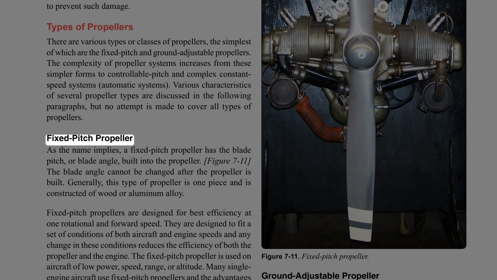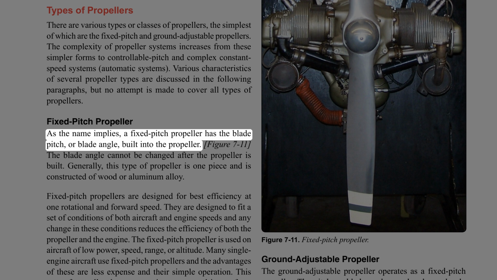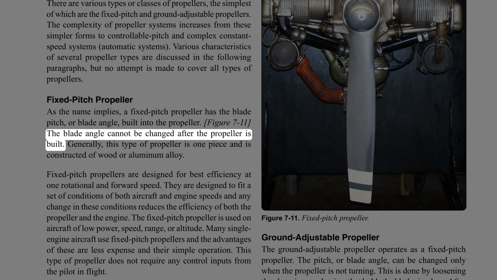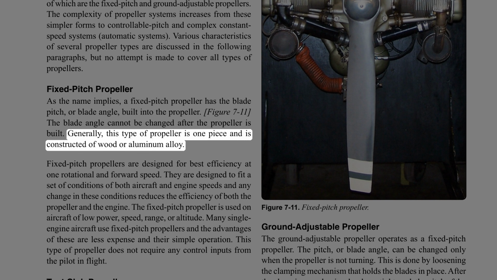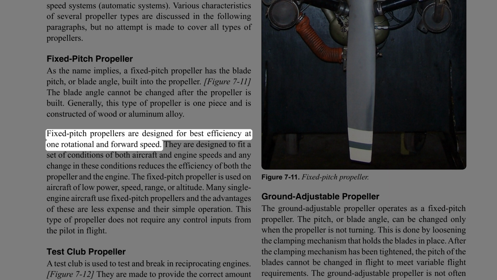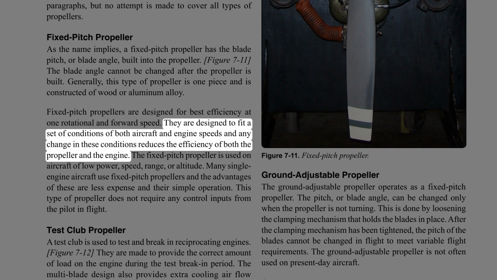Fixed pitch propeller. As the name implies, a fixed pitch propeller has the blade pitch, or blade angle, built into the propeller. The blade angle cannot be changed after the propeller is built. Generally, this type of propeller is one piece and is constructed of wood or aluminum alloy. Fixed pitch propellers are designed for best efficiency at one rotational and forward speed. They are designed to fit a set of conditions of both aircraft and engine speeds, and any change in these conditions reduces the efficiency of both the propeller and the engine.